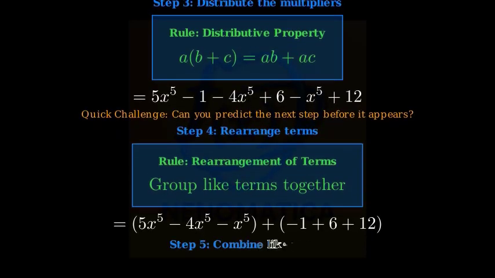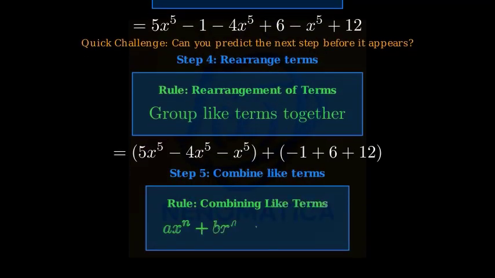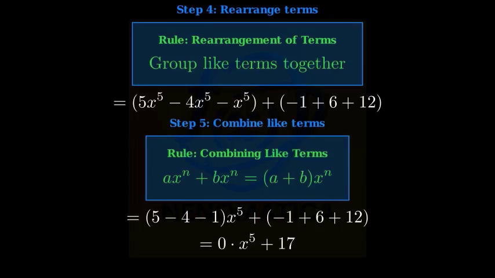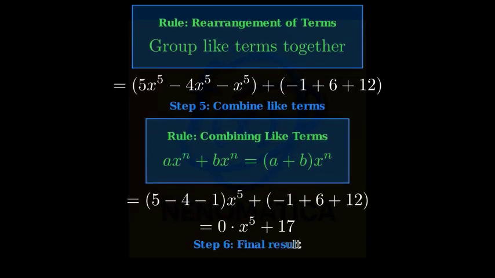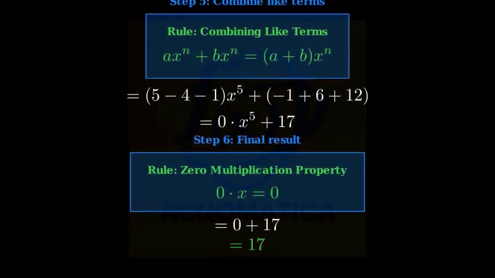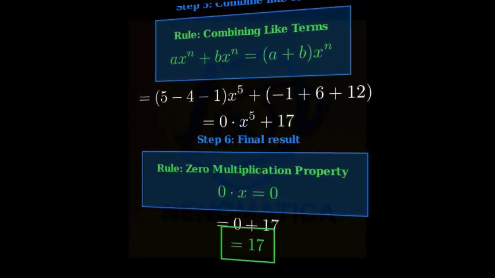Step 5, let's combine like terms. For the terms with x to the power of 5, we get 5 minus 4 minus 1, which equals 0. For the constant terms, we get negative 1 plus 6 plus 12, which equals 17. So we have 0 plus 17, which is 17. Step 6, let's simplify to get our final result. 0 times x to the power of 5 is 0, so we're left with just 17.